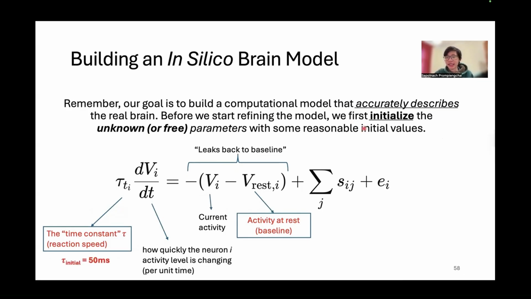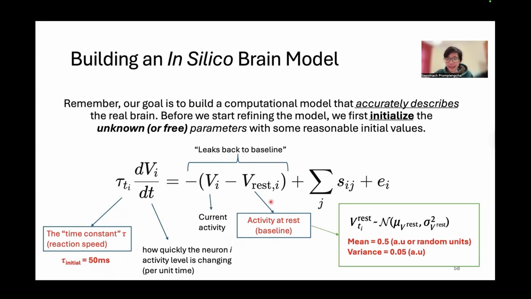Okay, so remember I said we need to first initialize some kind of values. Here, in Dr. Turaga's neural network model that he's creating, he initializes the time constant at 50 milliseconds. And then for the resting membrane potential, the resting voltage potential, it's the same thing. To initialize the resting membrane potential, he uses some kind of Gaussian distribution. I know this sounds a bit sophisticated, but it really is not.